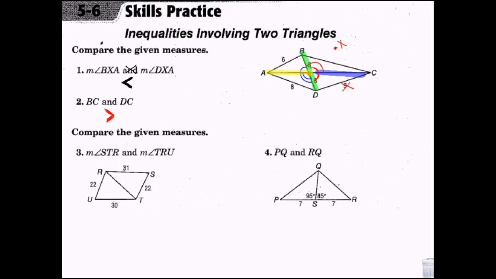Here we've got actual measures. So RT is the same as itself, and RU and ST are the same as each other. So which angle here is going to be larger? Yeah, because it's 31 versus 30. So put that greater than right there. And then PQ and RQ. Yeah, PQ. See, not too bad. And which one's the last one?